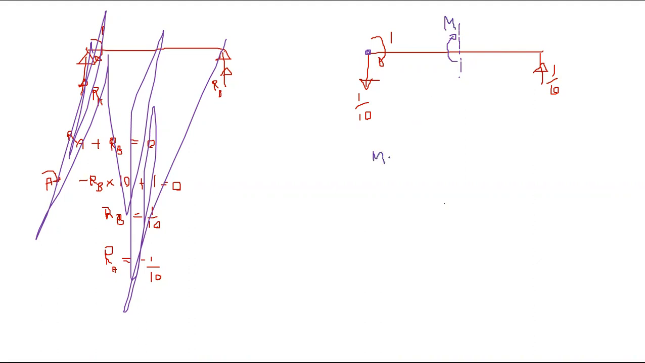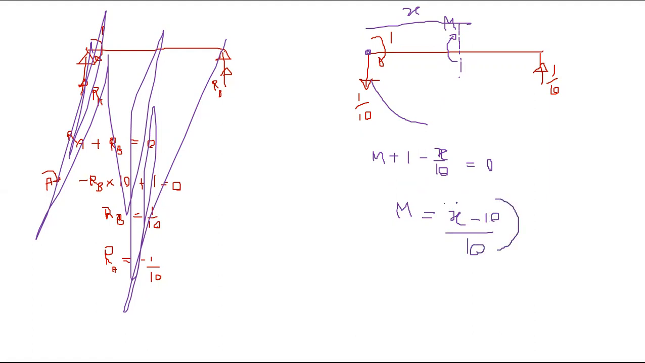So in that case, you will obtain m plus 1 minus, this is anti-clockwise, let's say the distance is x. So m is, if you simplify a bit, this will be x minus 10 over 10, right? So this is valid from 0 to 5 as well as 5 to 10, because this is the expression derived for 0 to 10.